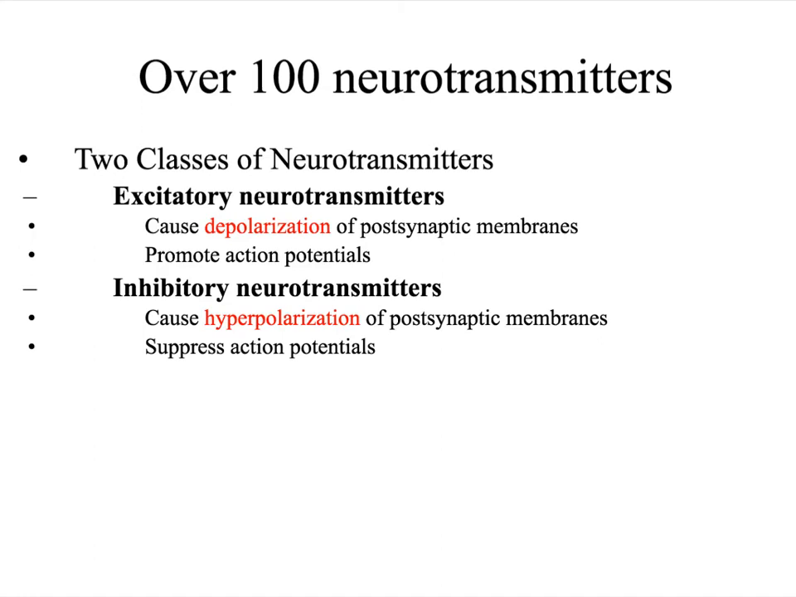There are over 100 neurotransmitters, and we're discovering new ones every year. There are two general classes. Some will cause the postsynaptic cell, neuron number 2, to depolarize. That means these are considered excitatory neurotransmitters. If you hyperpolarize that postsynaptic cell, that's considered an inhibitory neurotransmitter.